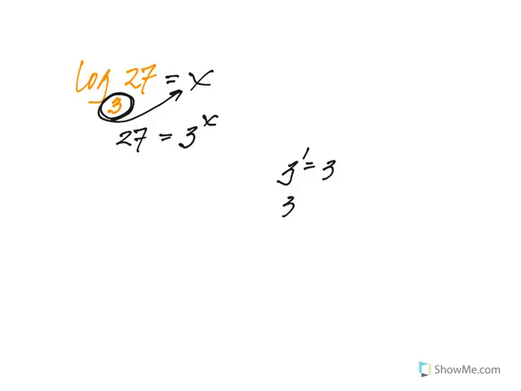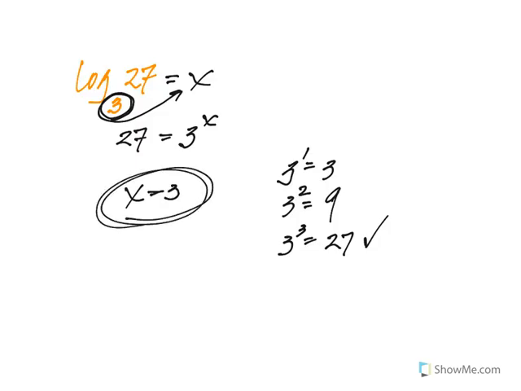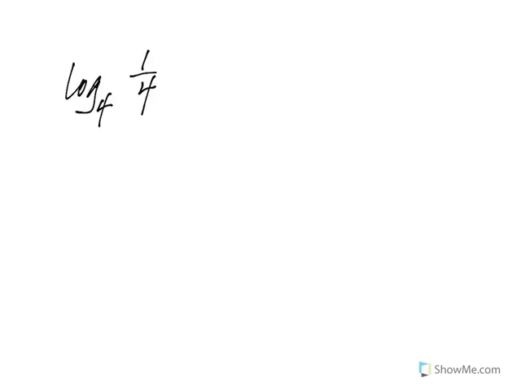3 to the first is equal to 3. 3 squared is equal to 9, because that's 3 times 3. 3 cubed is equal to 3 times 3, which is 9, times 1 more 3, which is 27. And we got it, which means your x is equal to 3. Again, you're just looking for the exponent.